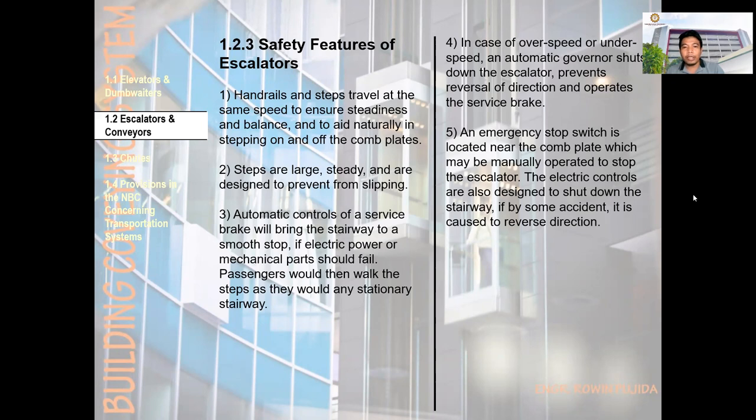If electric power or mechanical parts should fail, passengers would then walk the steps as they would any stationary stairway. Number four, in case of overspeed or underspeed, an automatic governor shuts down the escalator, prevents reversal of direction, and operates the service brake. And number five, an emergency stop switch is located near the comb plate, which may be manually operated to stop the escalator. The electric controls are also designed to shut down the stairway if by some accident it is caused to reverse direction.